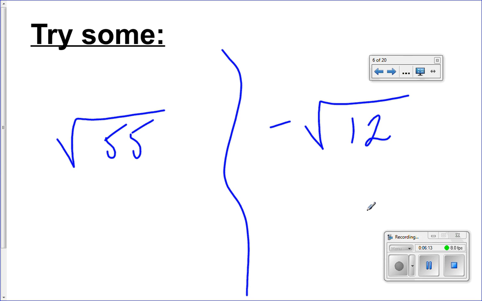Why don't you go ahead and round these to the nearest whole, and you may use your calculator to do so.